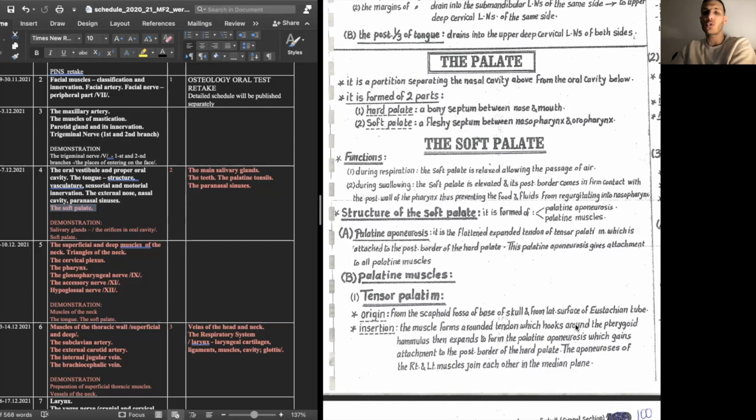The palatine aponeurosis is the flattened, expanded tendon of the tensor palati muscle, which is attached to the posterior border of the hard palate. This palatine aponeurosis gives attachment to all palatine muscles. So as I said: hard palate, palatine aponeurosis, soft palate. This aponeurosis is the origin of all of the muscles that we'll be discussing in a bit.